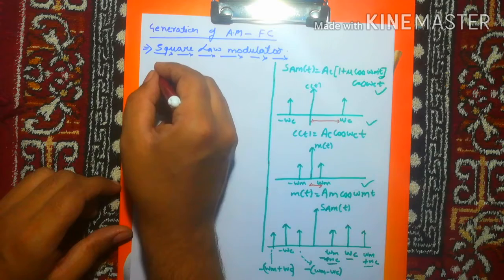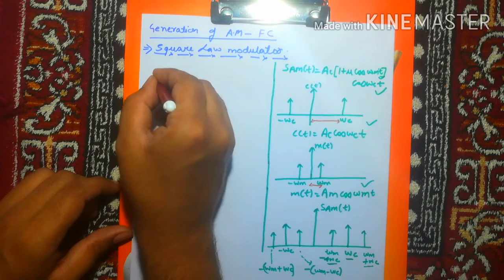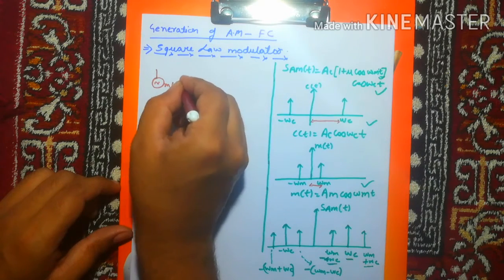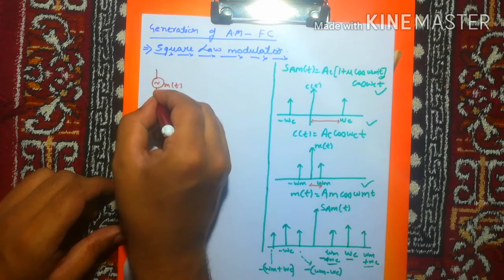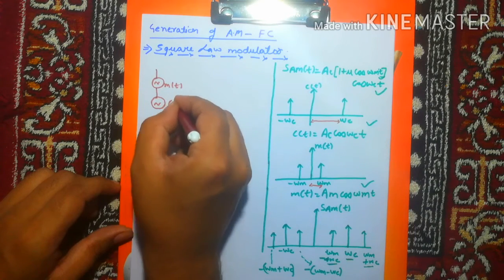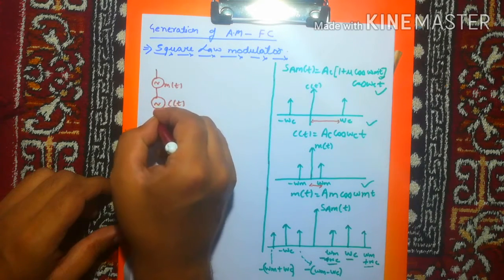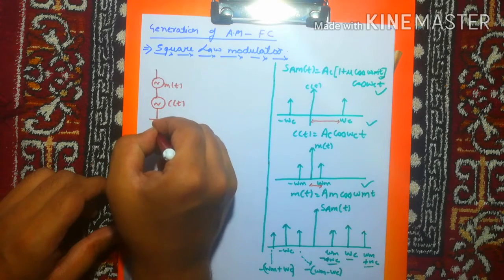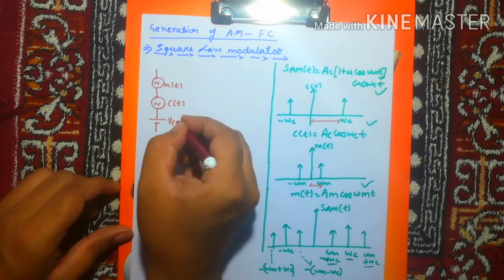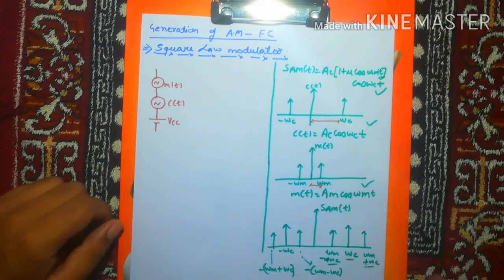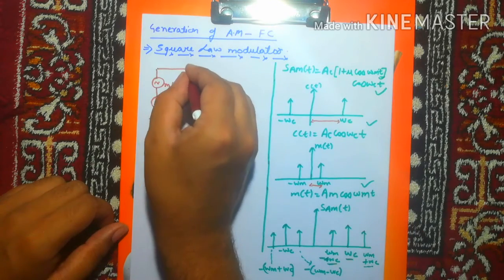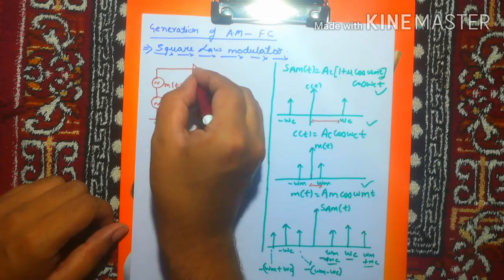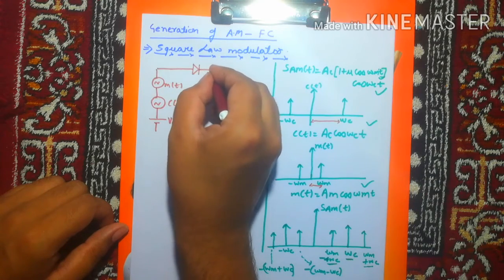Now I am drawing a circuit diagram of a square law modulator. What is m(t)? It is the message signal. What is c(t)? It is the carrier signal. This is a biasing source, a DC biasing source. What is the purpose of the DC biasing source? We will discuss all the things. Just wait a few seconds.